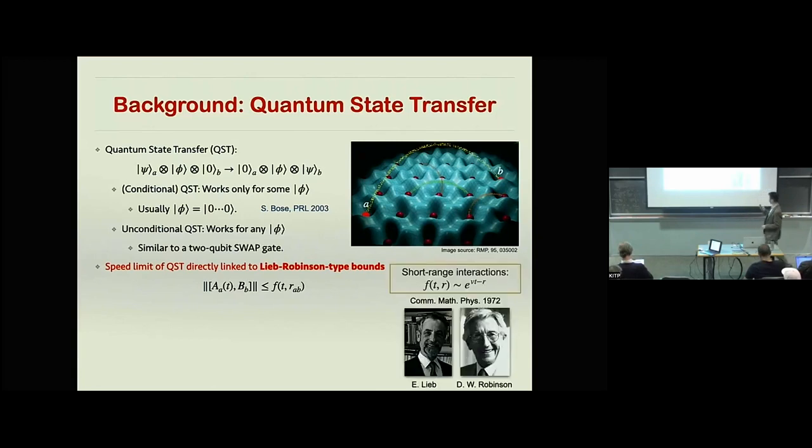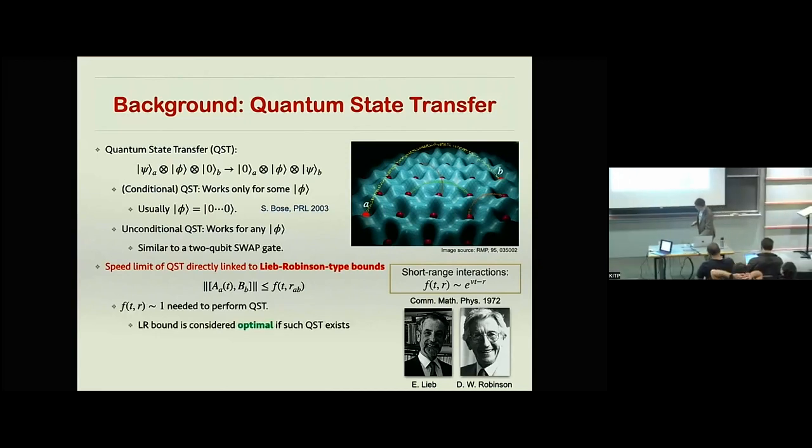This was first discovered by Lieb and Robinson back in 1972 for systems with short-range interaction. In this case, the function on the right-hand side takes the form exponential of vt minus r, where v is called the Lieb-Robinson velocity, which is basically proportional to the interaction strength of your lattice Hamiltonian, and r is the distance between the two sides you are looking at.